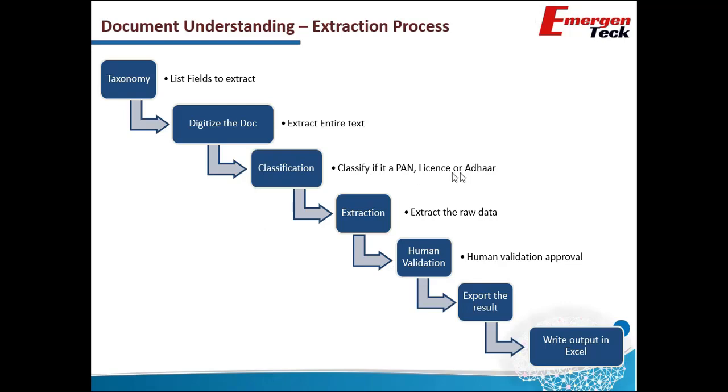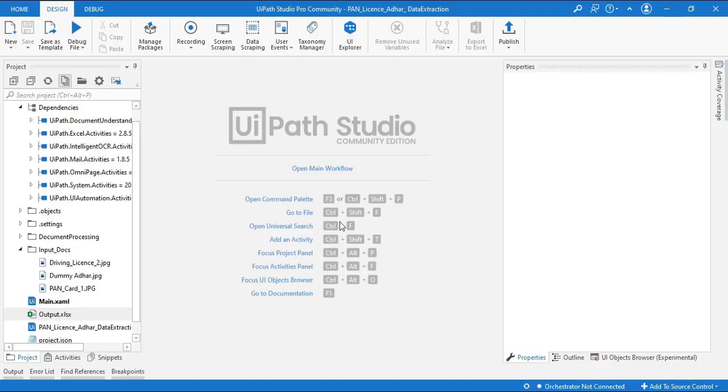Extraction of the raw data will happen in the next step, wherein the data which is meaningful will be extracted, but it is still raw because it is not validated. Human validation will happen in the next step, wherein we will get the approval or confirmation from a human that the extracted data is correct. Then the next two steps export the result into a data table, and then we'll write this data table into our output Excel. Let's get to UiPath Studio to materialize the same steps.